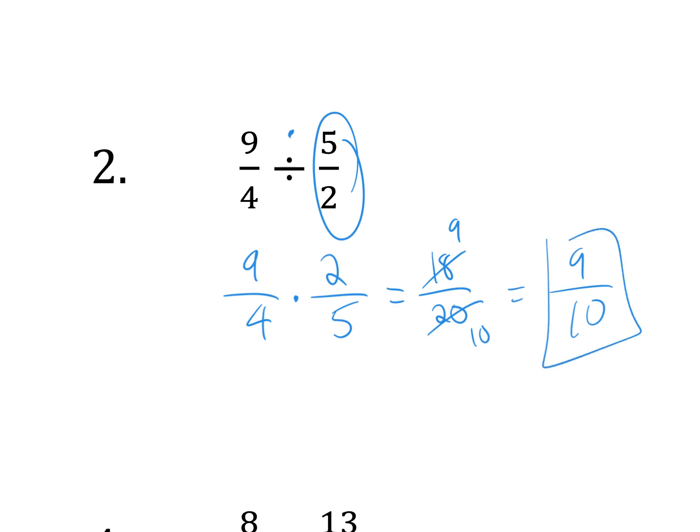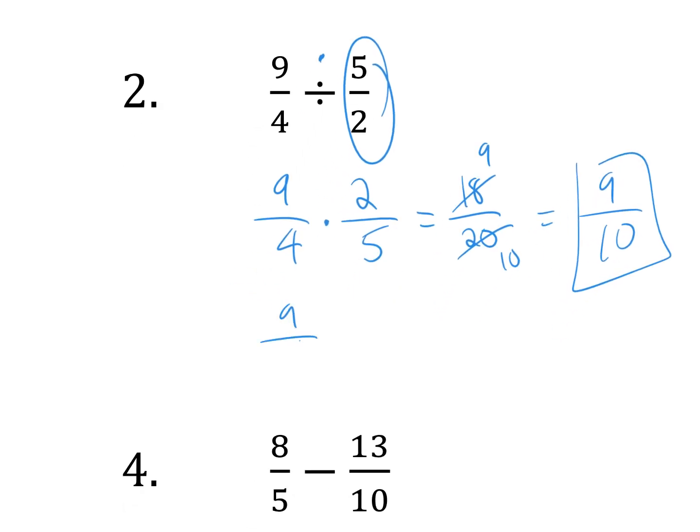So that's one way to do it. Or we can go over here and reduce first. Can we reduce vertically anywhere? Oops, that's a 5, my bad. Can we reduce 9 and 4? No. How about 2 and 5? No. How about 9 and 5? No. How about 2 and 4? Yeah, what number goes into 2 and 4? 2. 2 goes into 2 how many times? Once. 2 goes into 4 how many times? 2. So now we can multiply across.